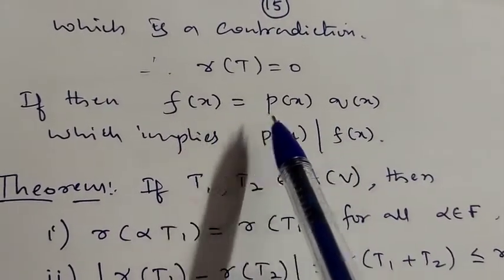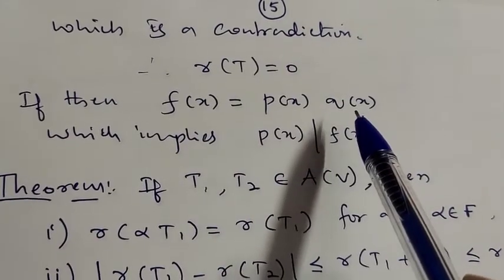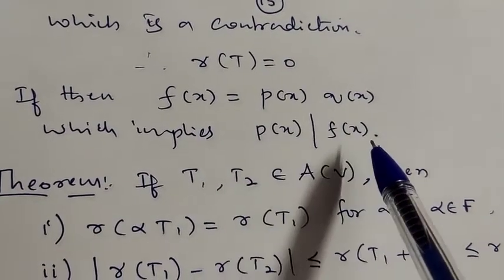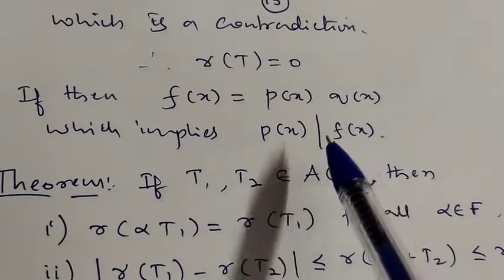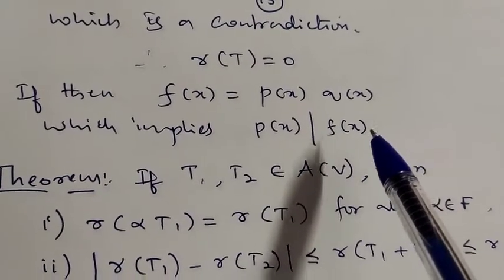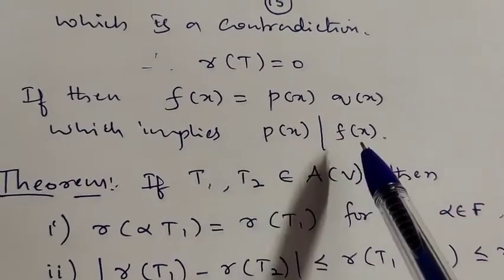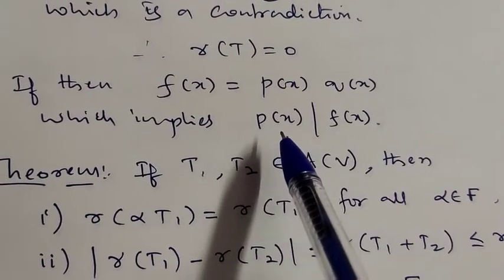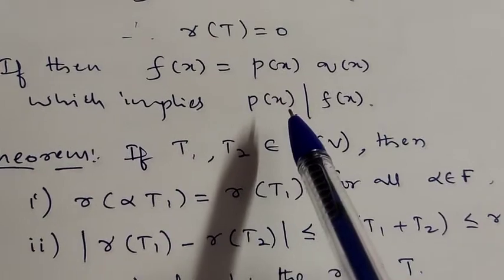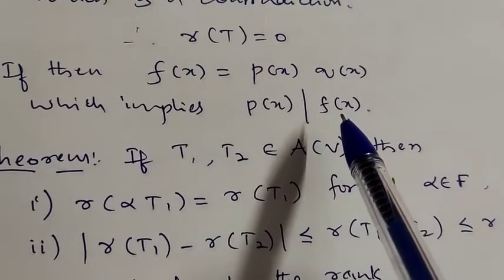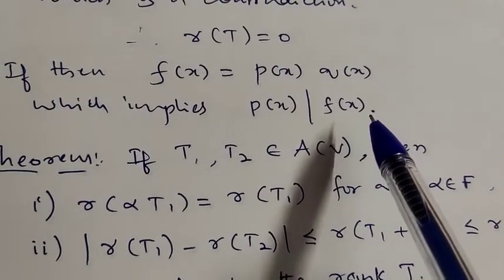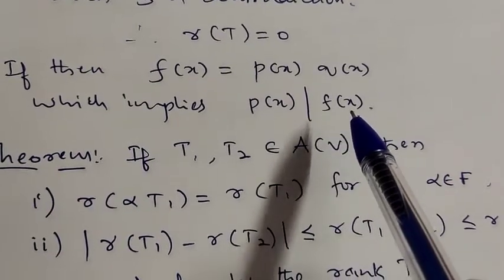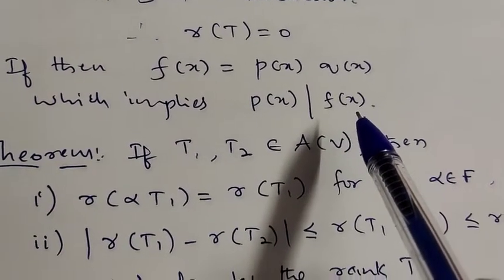Now if f(x) is written as p(x) into q(x), it means what? Definitely p(x) divides f(x). Okay, 6 can be written as 2 into 3, meaning 3 divides 6, 2 also divides 6. So which implies p(x) divides f(x). Thus the minimal polynomial of a transformation T divides the polynomial satisfied by T. Okay, the minimal polynomial divides the polynomial satisfied by T.